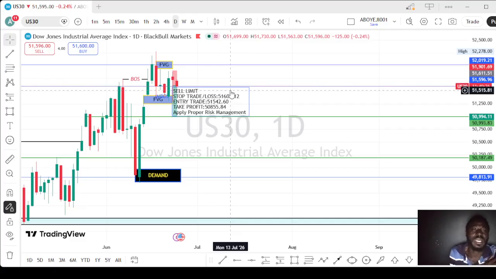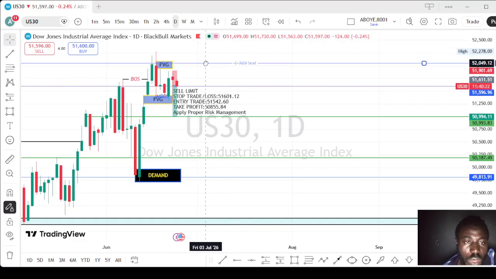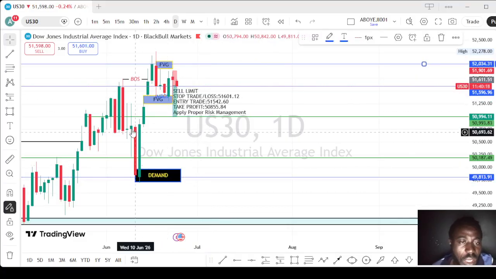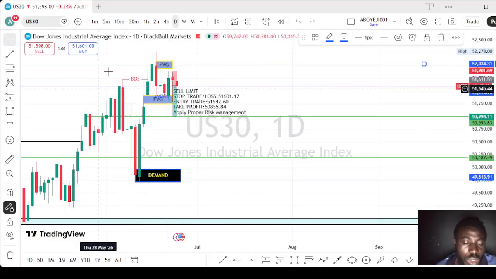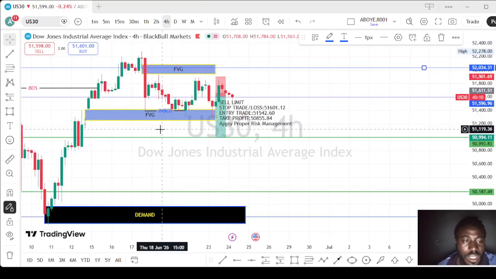You can see what the market is doing. The market is in between the swing high and the swing low. These are swing lows, these are swing highs. You can see this is the previous swing high. So the market is in between. So let's move to the 4 hour time frame. Let's see what the 4 hour time frame is giving us. This is the 4 hour time frame.